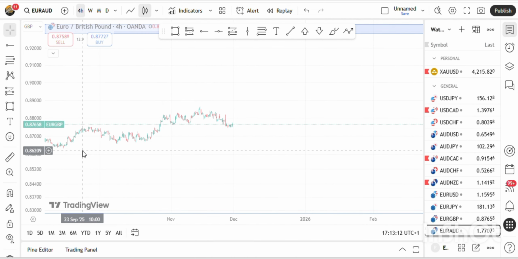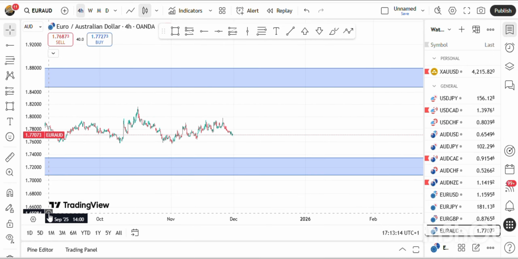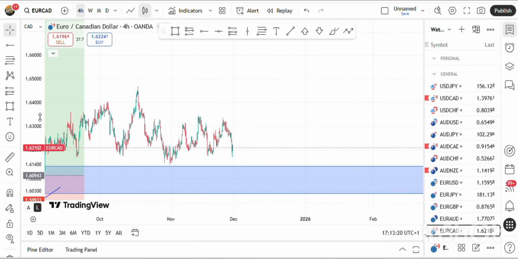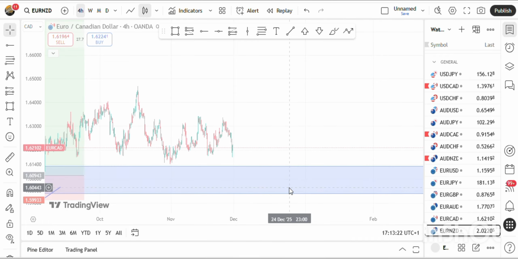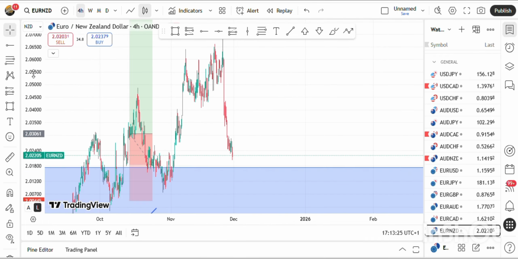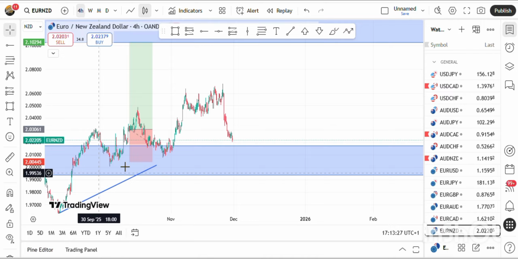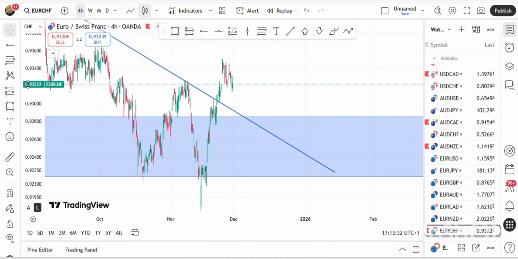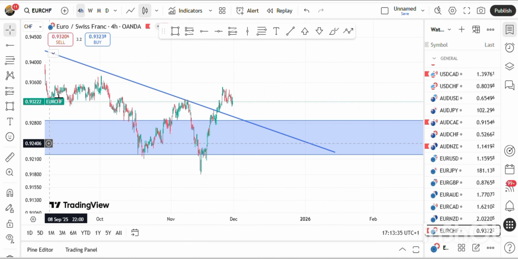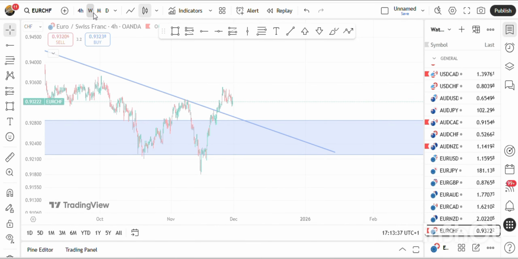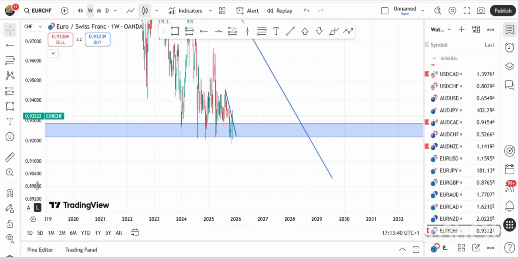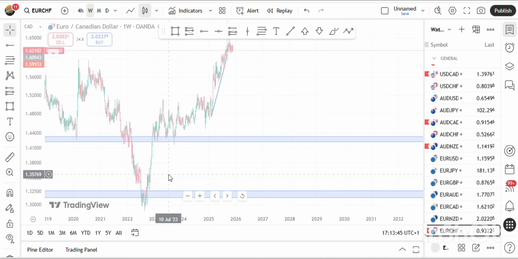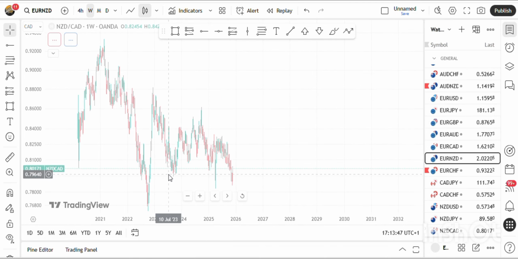EUR GBP, nope. EUR AUD, nope. EUR CAD still playing out. EUR NZD still playing out. EUR CHF. So EUR CHF has something for us. Let's see what's going on in the time frame. Okay, great. No. Was that EUR CHF, right?